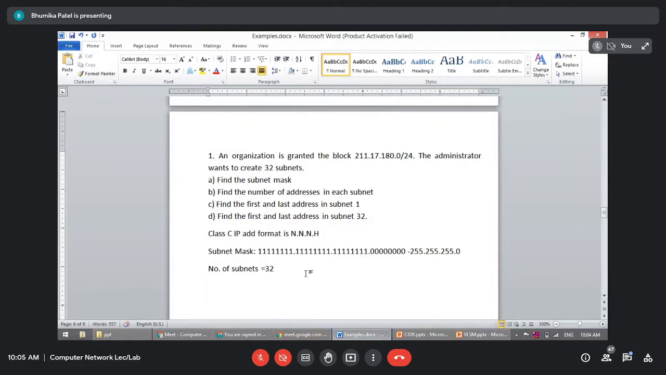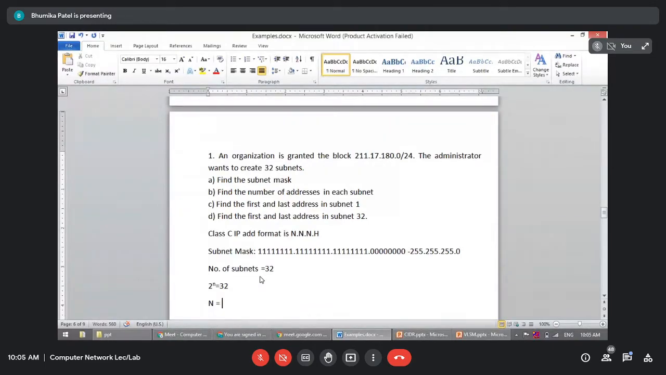Okay, so we know the formula. Number of subnets equals 2 raised to n, right? So 2 raised to n equals 32. So just let me take it as a superscript. Okay, so what will be the value of n? It will be 5.